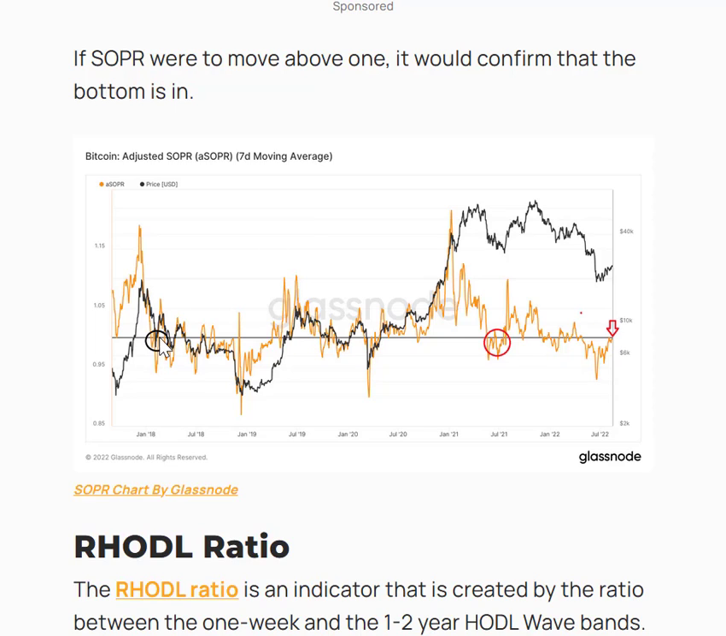Now let's go to the interesting part. After this bottom of 2018, the SOPR moved above the line of 1 on April 5th of 2019. And this confirmed that the bottom was in.